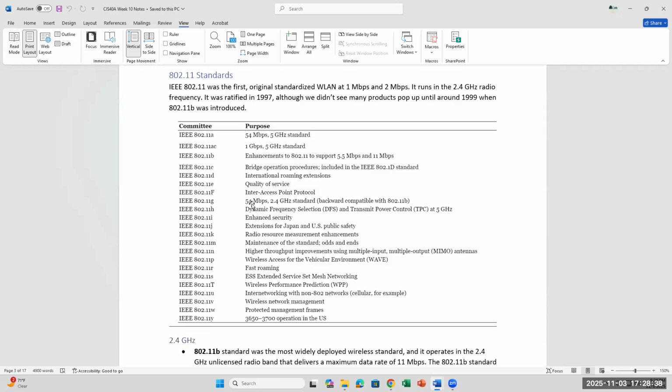And it's backward compatible. That means that if I have an old laptop that is 802.11b and I bought a new router that's 802.11g, my laptop can connect to the router, right? The router will be able to see the laptop. Ideally, you should use the same standard across, but when you upgrade, you have to gradually do that in the network environment.